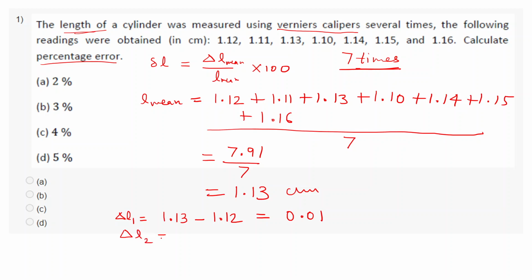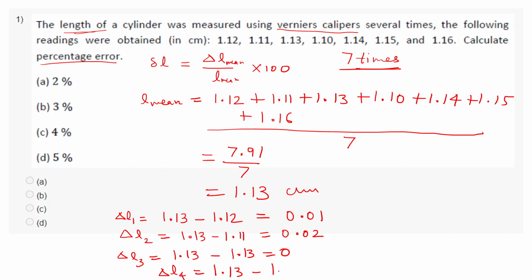In the same way, the absolute error in the second value is 1.13 minus 1.11, which will give 0.02. The absolute error in the third measured value will be 1.13 minus 1.13. Okay, so this will be 0. The absolute error in the fourth value will be 1.13 minus 1.10, that is 0.03. These are all in centimeters.